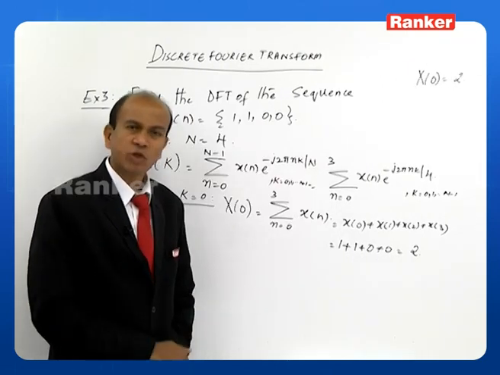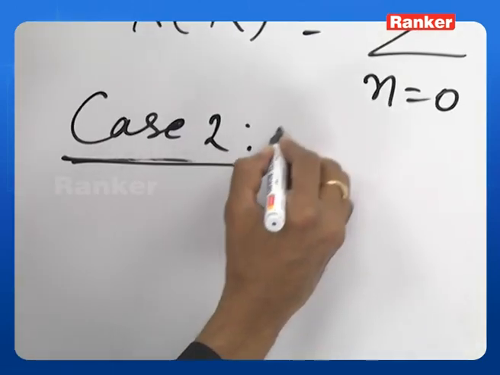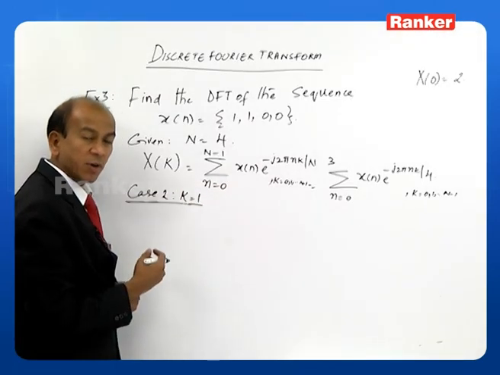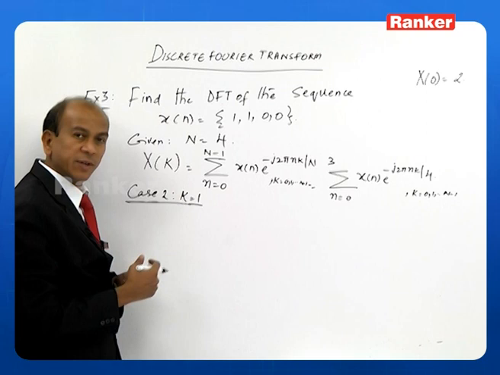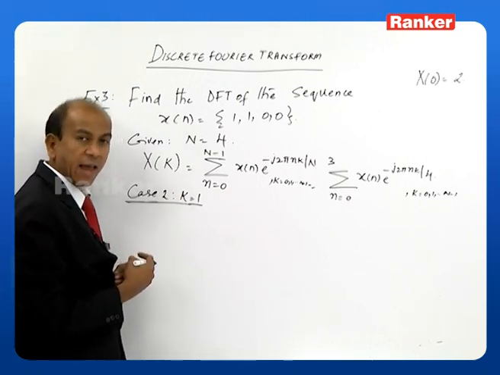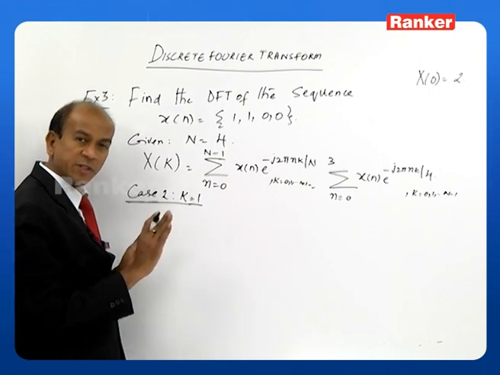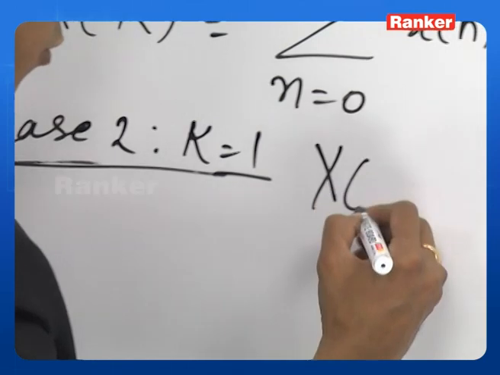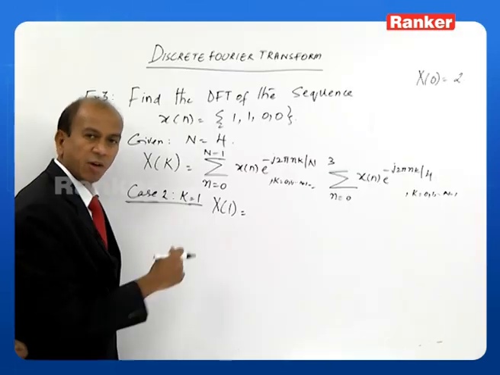Now let us take case 2. What is case 2 now? What is case 2 when k is equal to 1? We already saw the value of x of k when k is 0, that is x of 0. Now let us look at the second case where x of k will be equal to x of 1. What will be its value? Okay, let us again write. So what I'll write here is x of 1.